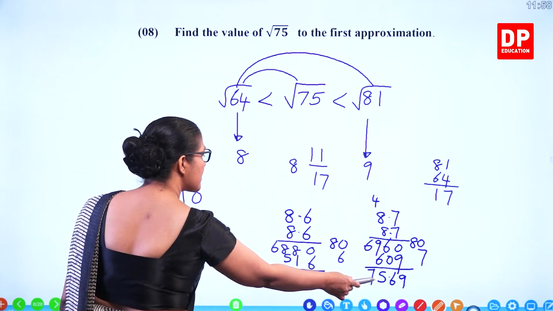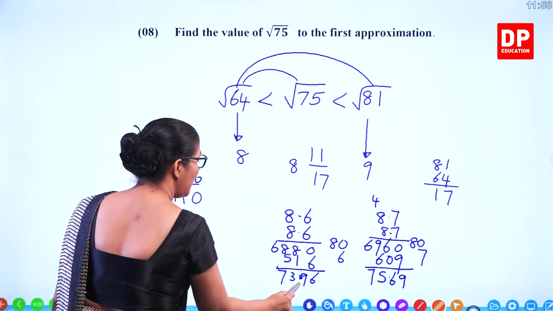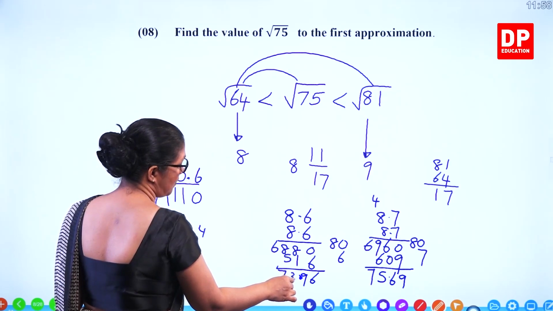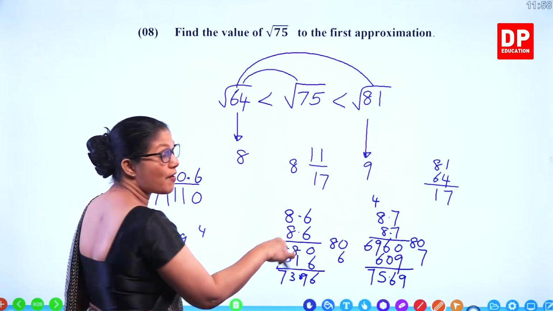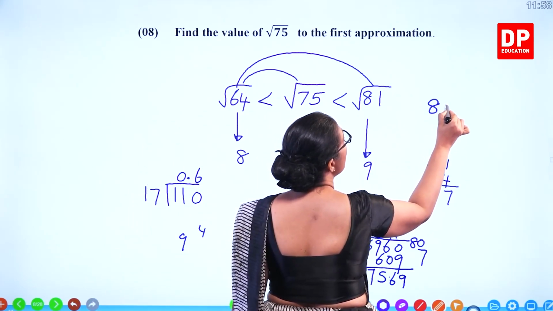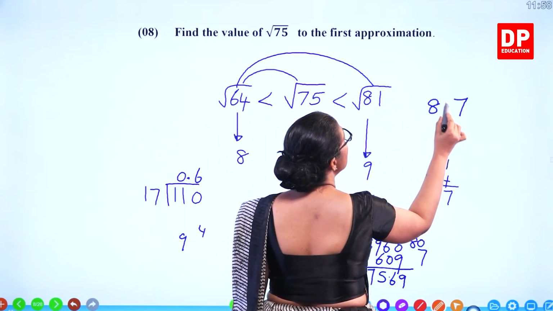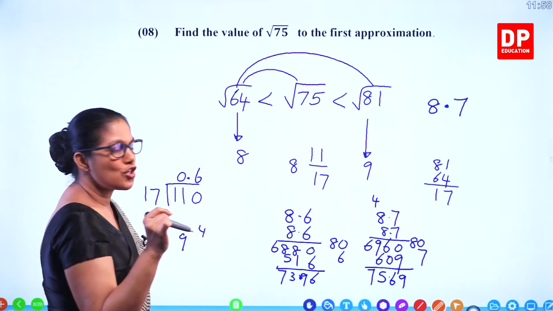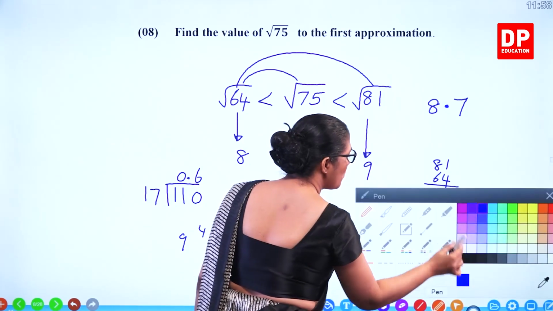This is 0.69. And here you get 1 point something. So this is far away. So what's the closest value? 8.7 is the approximation value, the first approximation value. So 2 marks.